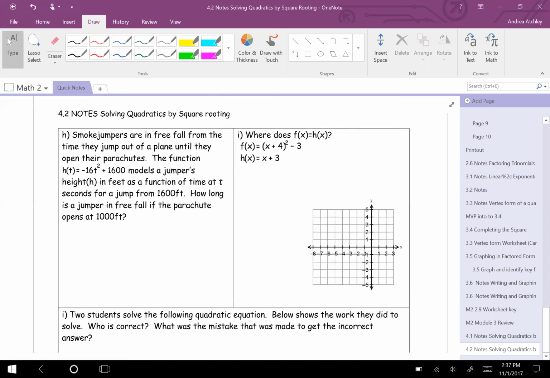Okay, but smoke jumpers are firefighters who jump out of planes into fires to help put out the fire. Smoke jumpers are in a free fall from the time they jump out of a plane until they open their parachutes. The function h of t equals -16t squared plus 1,600 models a jumper's height h in feet as a function of time t seconds for a jump from 1,600 feet. How long is the jumper in free fall if the parachute opens at 1,000 feet?